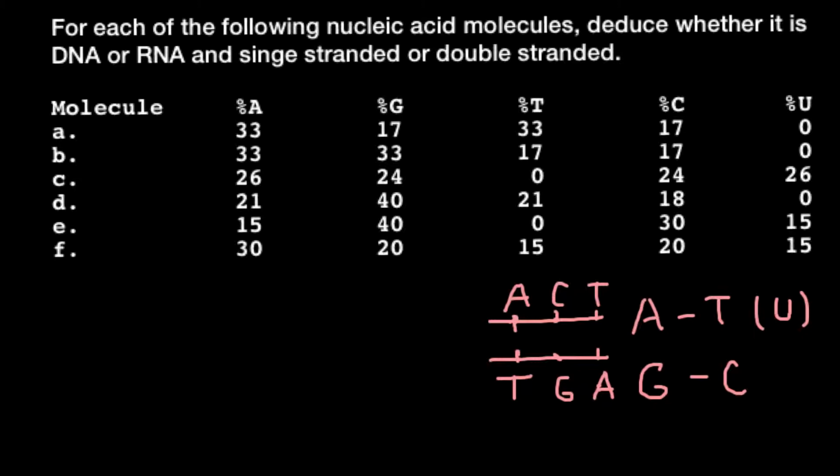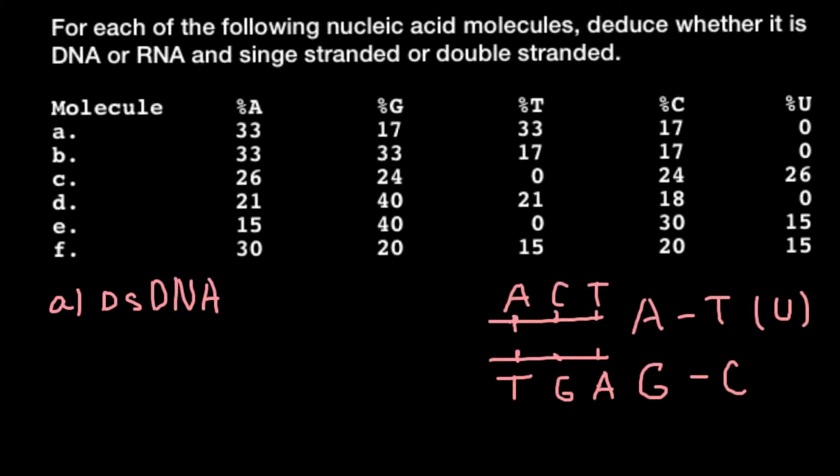So now we can analyze the first line, and as you see, the number of adenines is 33%, the number of thymines is 33%, so perfect match. The number of guanines is 17%, the number of cytosines is 17%, perfect match. So we can say that this is double-stranded DNA. So answer A would be double-stranded DNA.